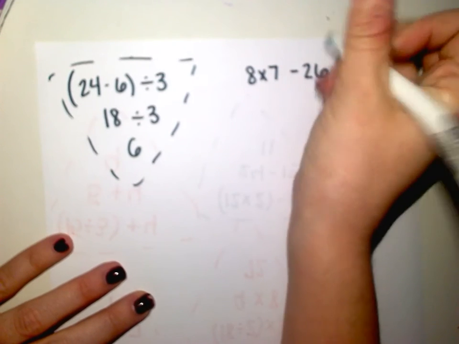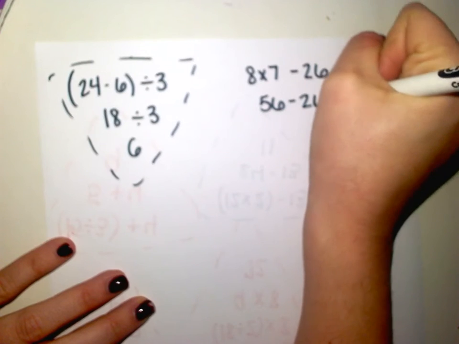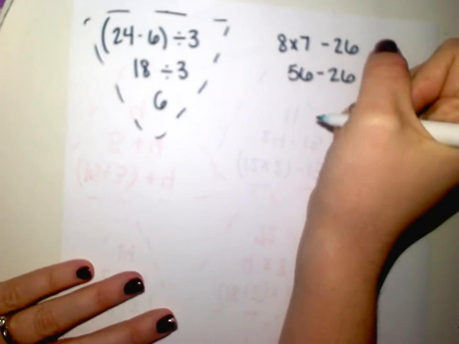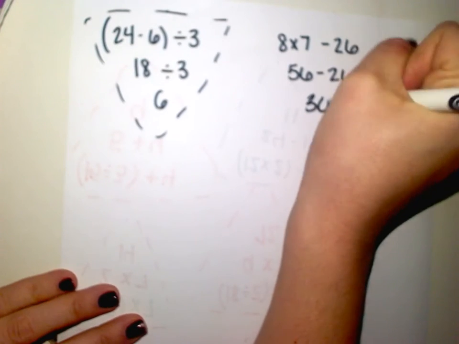And 8 times 7 is what, everyone? 56. Good. 56 minus 26 is, Mohammed? 30. 30. Awesome.